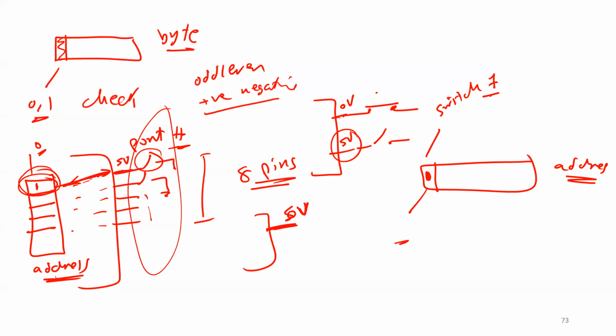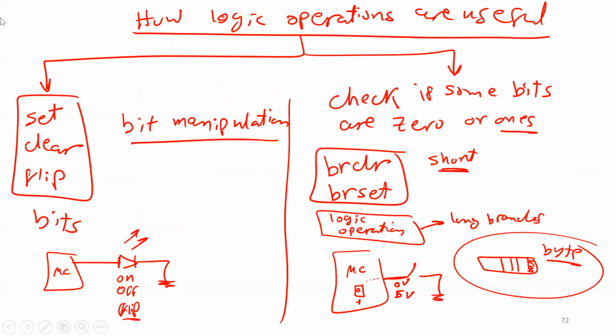Is that okay, guys? So this is an example. We are gonna do it in chapter 3, very important. So in this case, I have a byte and I wanna check some bits, if these bits are 1s or 0s. To do that, we can use logic operations. Logic operations can be used if you want to check if some bits are 0s or 1s, okay?